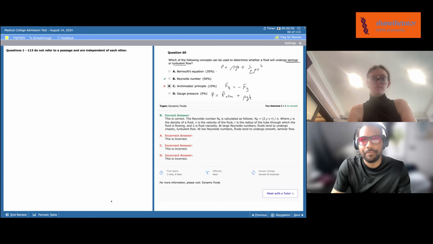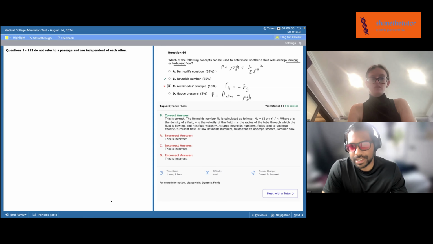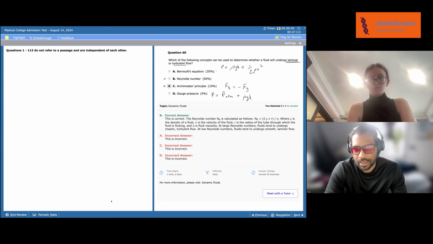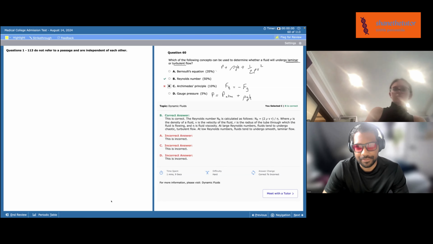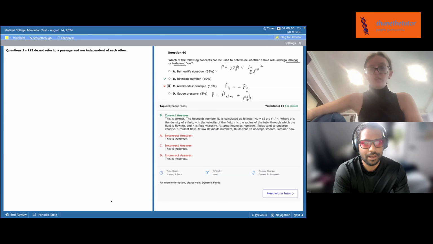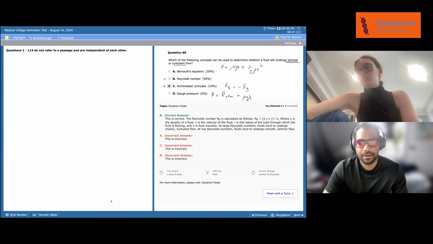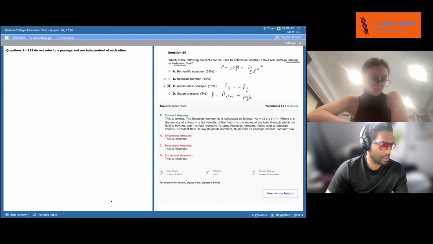So this question's asking us, how do we know if it's laminar or turbulent, which could mean ideal fluid or real fluid, but the main difference is viscosity, and the Reynolds number is essentially a measure of the viscosity. There's not that much that I have to memorize; it's more an understanding.